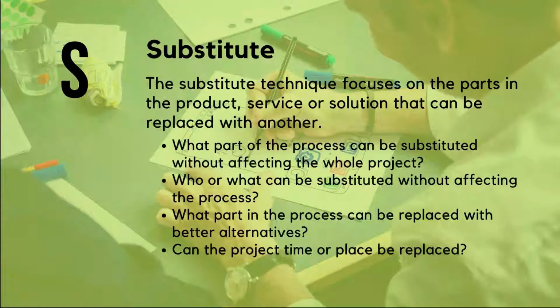S. The first letter, S, refers to substitute. The substitute technique focuses on the parts in the product, service or solution that can be replaced with another. You can ask questions such as, what part of the process can be substituted without affecting the whole project? Who or what can be substituted without affecting the process? What part in the process can be replaced with better alternatives? Can the project time or place be replaced?